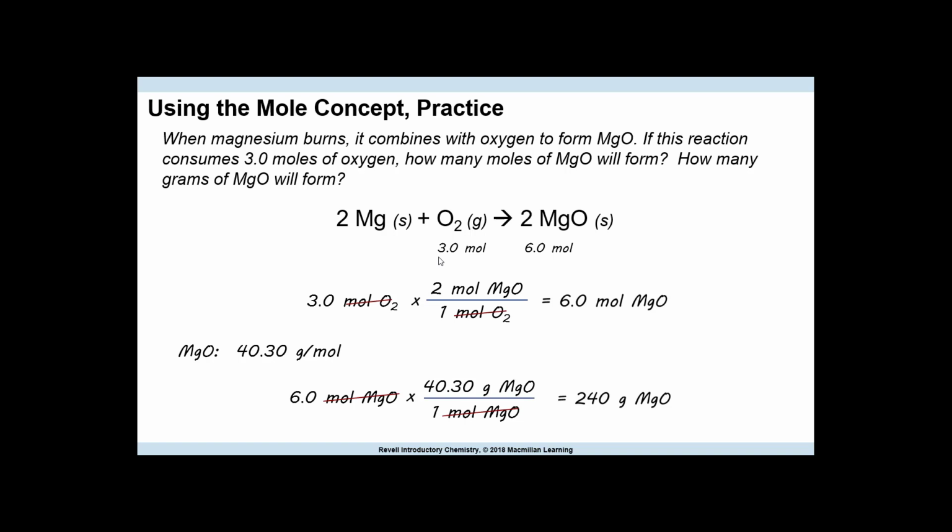Once we have found the moles of magnesium oxide, we can convert from moles to grams. To do this, we use the molar mass of magnesium oxide. So you see the molar mass right there is 40.30 grams per mole. We begin with 6 moles of magnesium oxide, then multiply it by the conversion factor of 40.30 grams of magnesium oxide over 1 mole of magnesium oxide. So it's right here. The moles of magnesium oxide cancel. Rounding to 2 significant digits, this gives us an answer of 240 grams of magnesium oxide.